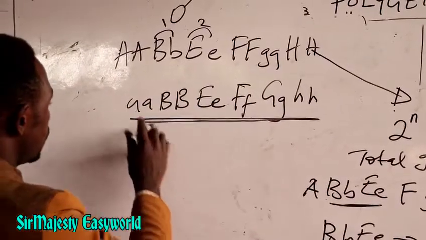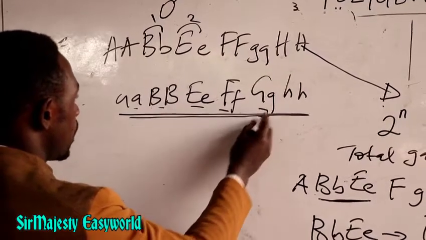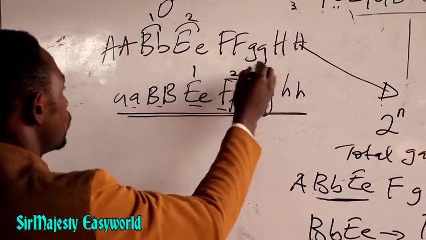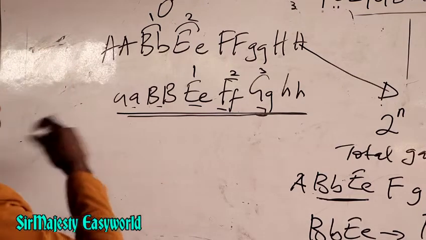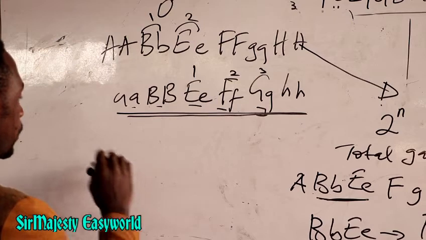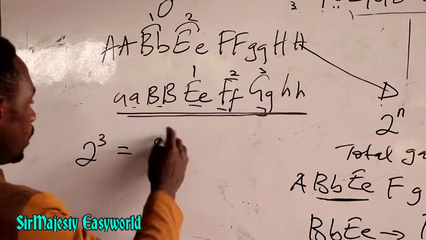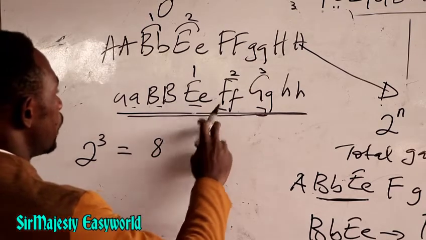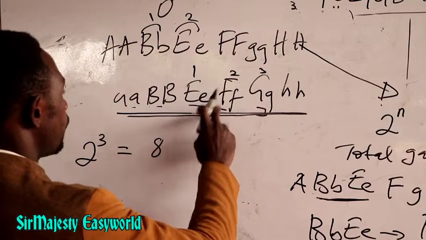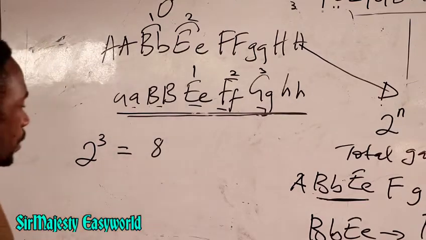Go back to the original. This is homozygous, homozygous, hetero, hetero, hetero, and homo. So we have 1, 2, and 3. We have 3 heterozygous. Then other ones that are homo will be fixed constant like we did here. So what we have, 2 raised to the power 3, we are expected to have 8 gametes at the end. So we will combine E, E, F, F, G, G.